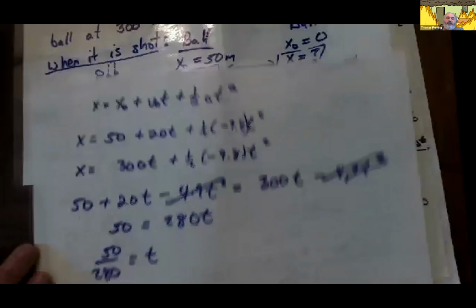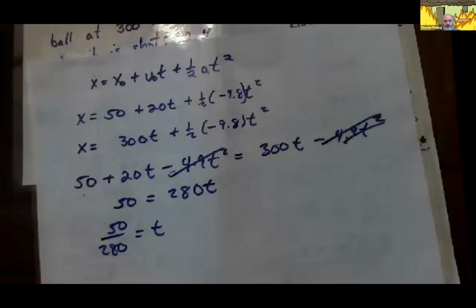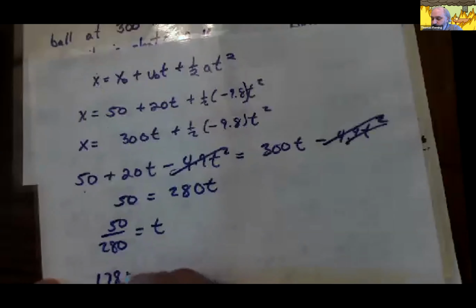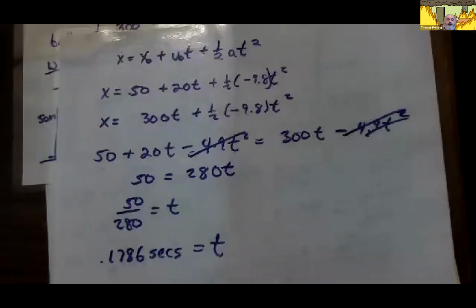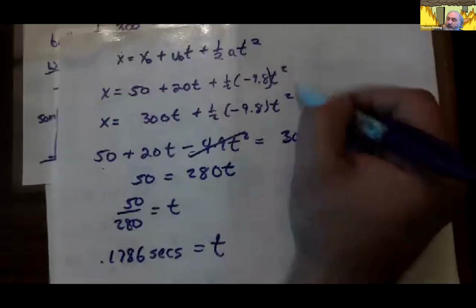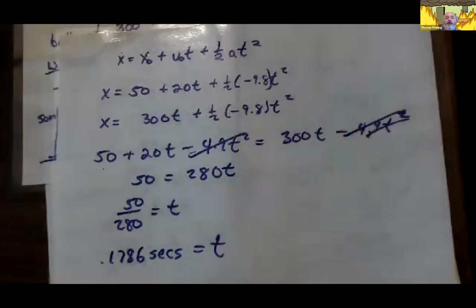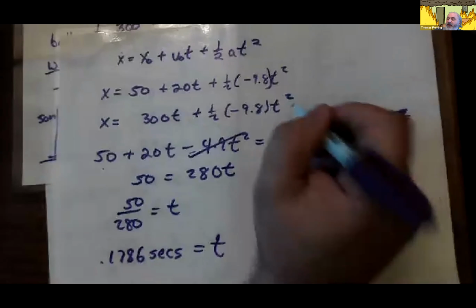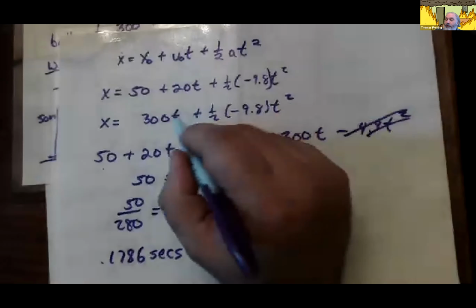So I know how long it's going to take for that bullet to strike, and that's, we'll call it 0.1786 seconds. That's how long it's going to take for that bullet to strike. Now, if I want to know how high that is, all I've got to do is take that value for t and plug into either of those two equations. And it doesn't even matter which one. I'm going to use the second one just because there's less going on. There's two terms.